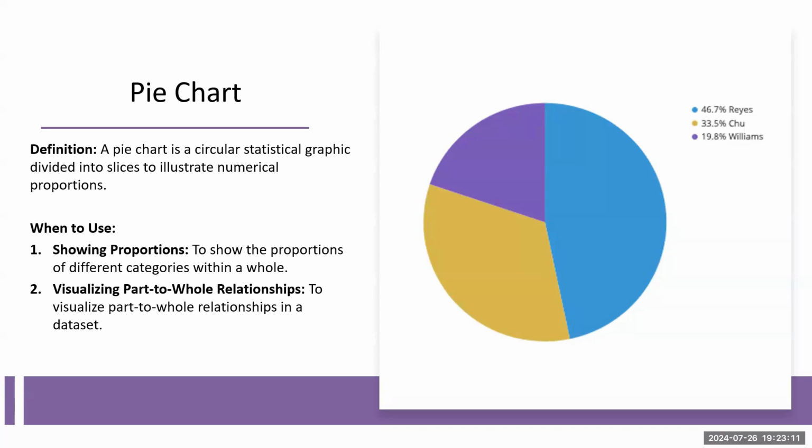So it is used to show the proportion of different categories within a whole. Also to visualize part to whole relationship in a data set. So how much of this data set, or what representation of this data set, belongs to this category, you want to find out, in a part to whole relationship.